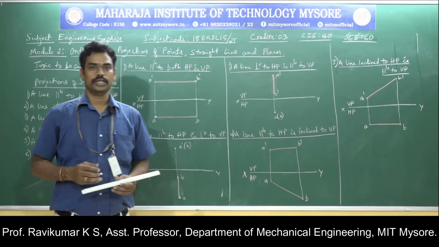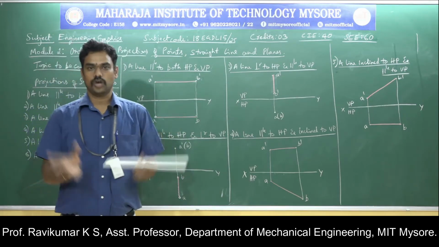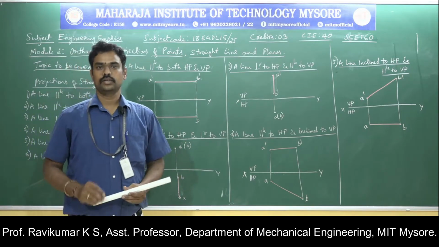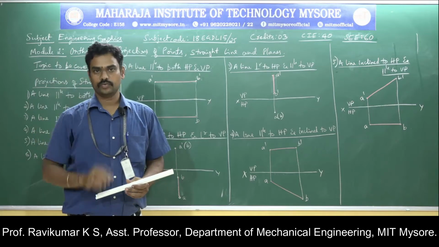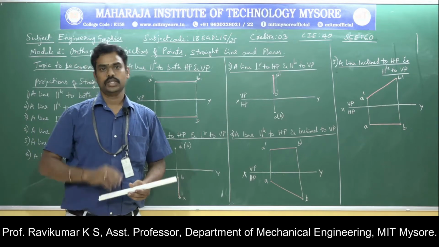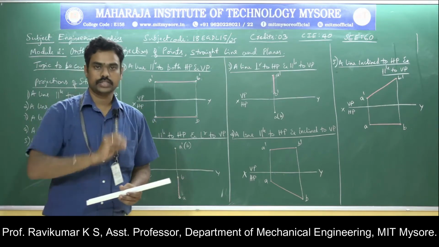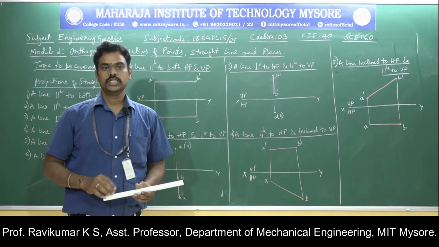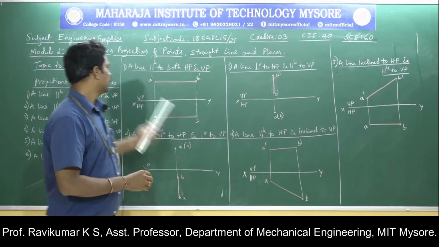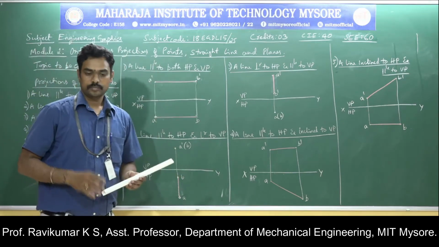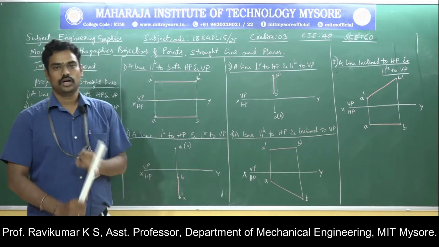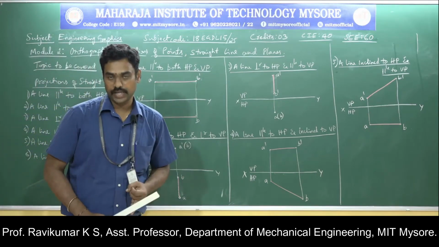In the case of points, you will be dealing with all the 4 quadrants. That means a point A located in the first quadrant, you need to write the top view and the front view. And a point B located in the second quadrant, you need to write the top view and the front view. Then a point located in the third quadrant, then in the fourth quadrant. So in projections of points, you deal with points located in all the 4 quadrants.